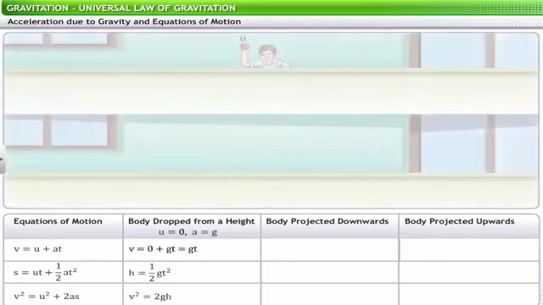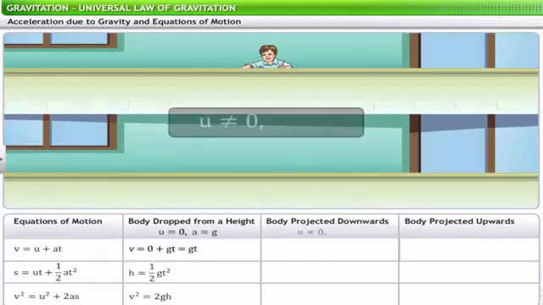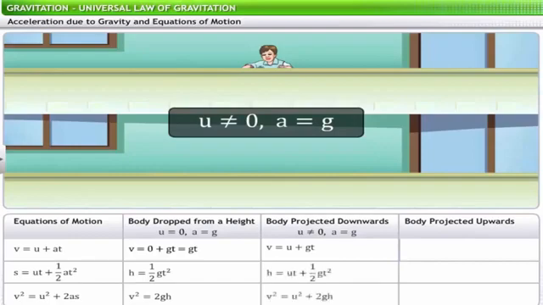In the second case, we consider a body projected vertically downward with some initial velocity. In this case, the initial velocity of the body is not 0. The acceleration a is again the acceleration due to gravity g. By substituting a is equal to g in the three equations, we get the revised equations as shown. Acceleration due to gravity is positive in this case as well, as the velocity of the body increases downwards.